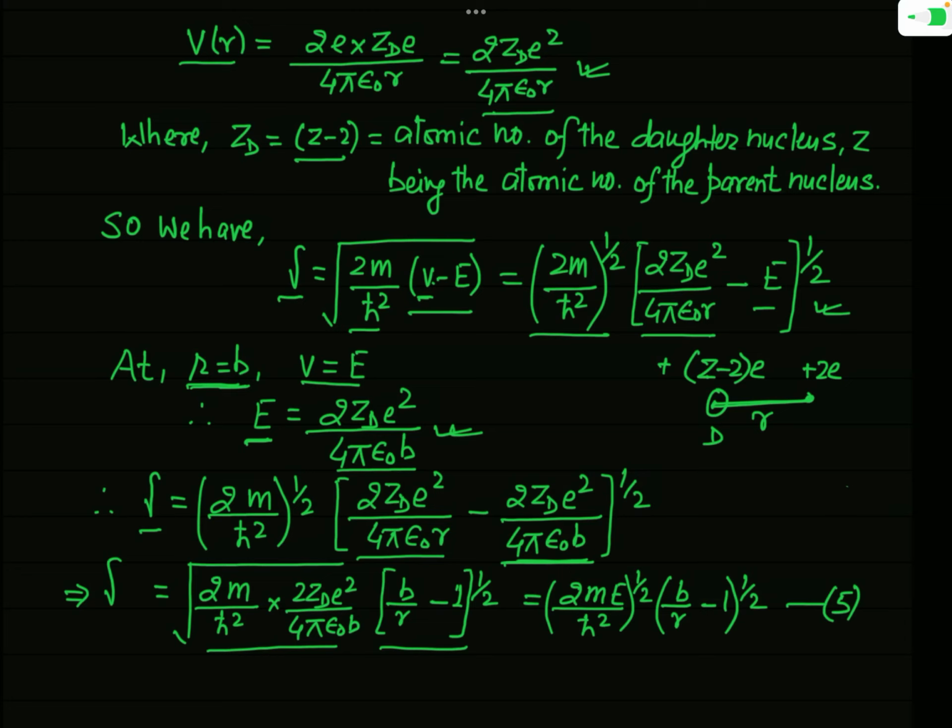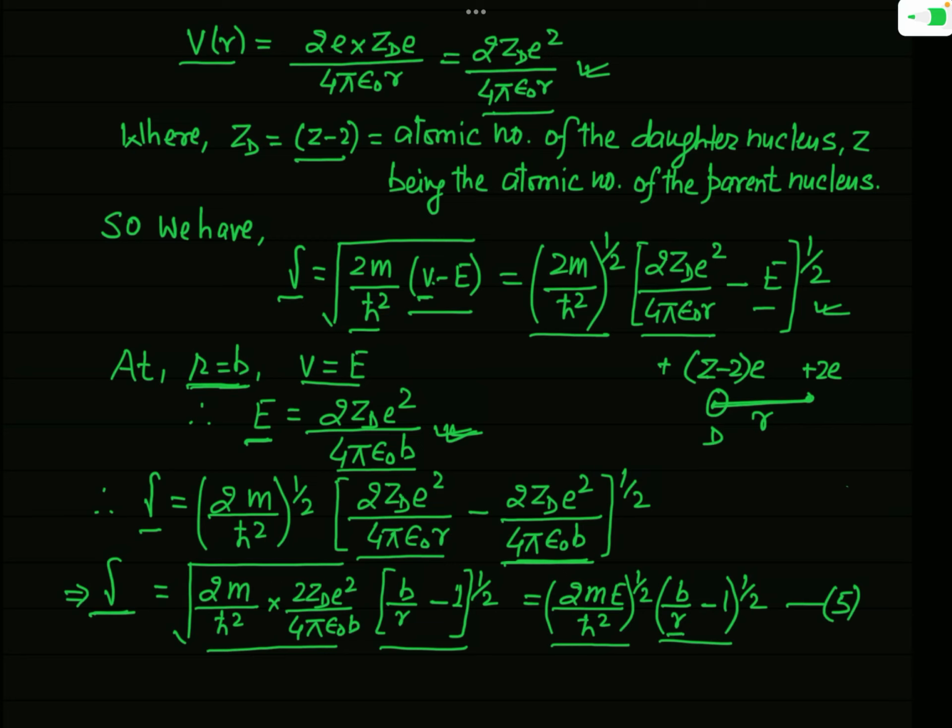Now 2Zd square over 4 pi epsilon naught b, this is simply E, you can see it here. So this expression can be written as square root of 2mE by h bar square into (b over r minus 1) whole to the power half. So we have obtained the expression for this gamma as a function of r.